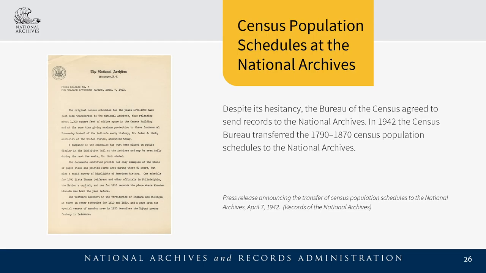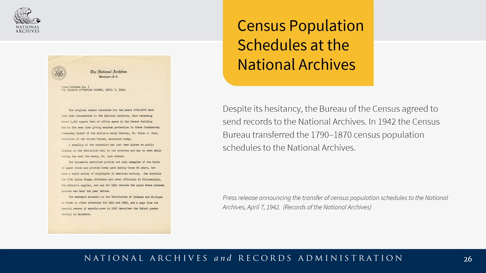And in fact, the U.S. Marshals posted the records in a central place in communities for public viewing. It was the Census Act of 1879 that made census records confidential and included penalties for disclosing the data. So the 1880 census and all subsequent censuses had access restrictions. Now, despite its initial hesitancy, the Census Bureau ultimately agreed to send its records and transferred its first batch of records to the National Archives in 1942.